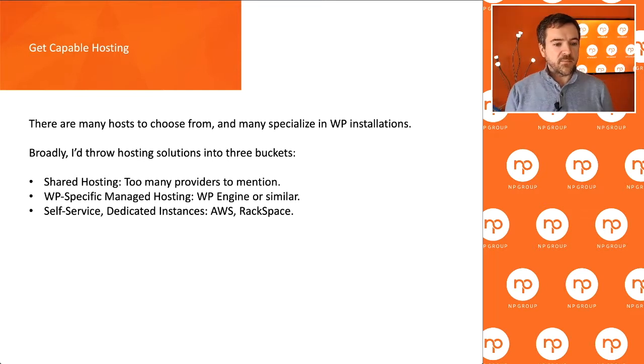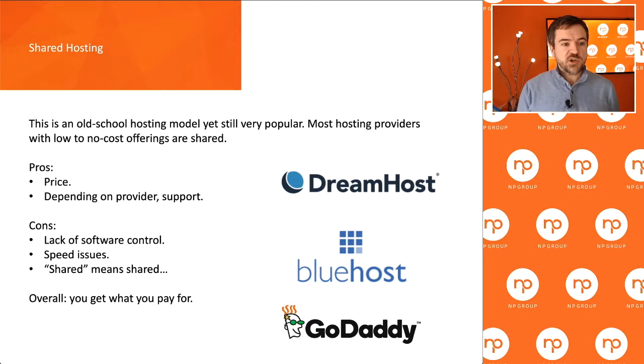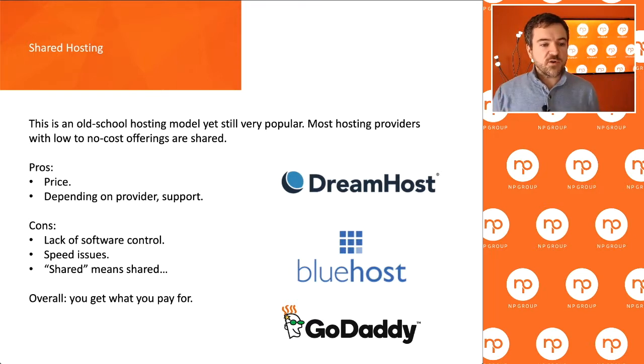You have your shared hosting. There's a lot of people that do that, and I'm going to get into it. You have WordPress managed hosting, and then you have self-service dedicated instances like a Rackspace or AWS. So really quick, digging into each, starting on the low tier with your shared hosting. Very old school model, still very popular. These are your $2 a month, your free hosts.